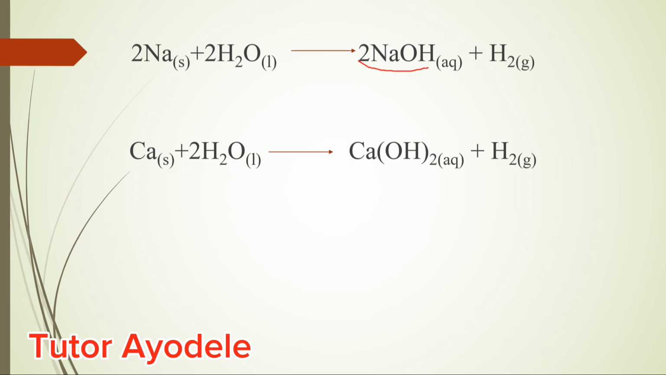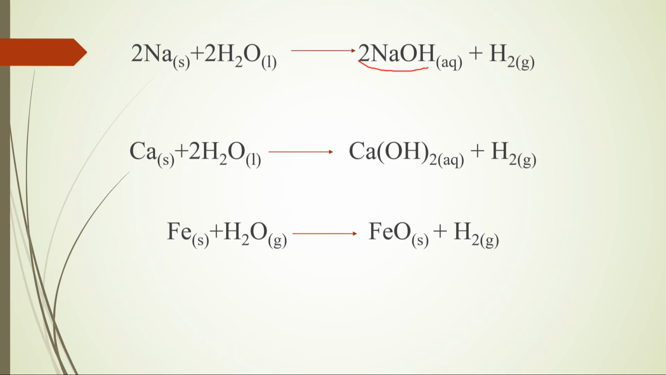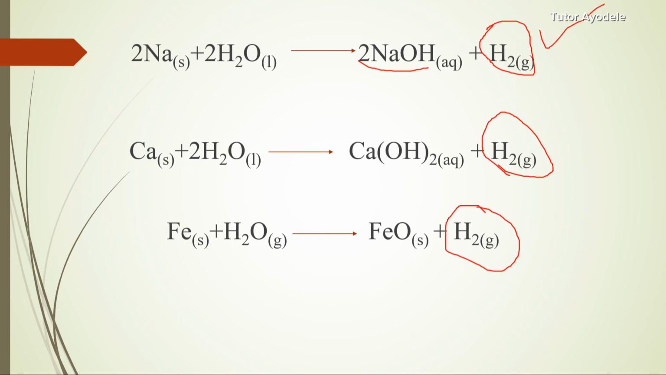If you check our next reaction, when we react iron with water, we're going to get iron(II) oxide and hydrogen gas. One thing you're going to notice from all this is that hydrogen is displaced. From our first equation to our third equation, hydrogen is displaced. So if this is what you got from your attempt, you are correct.